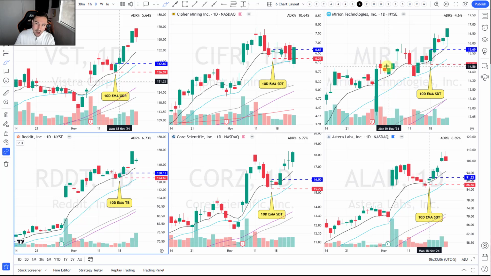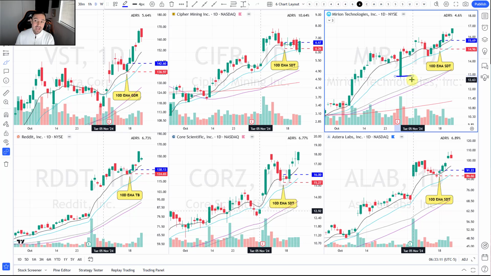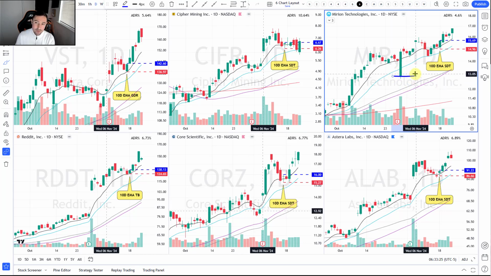Now MIR is a bit different to those ones. If I zoom out here, this is actually a big gap down reversal bar on the earnings reaction. Okay, so the prior close is here, it gaps down here below its 21-day EMA, which is the blue line on my chart, gaps down here, and then look at the strength of the reversal. Imagine how many weak hands that bar there stopped out. Okay, it gaps down here, it's going to trigger a load of stop losses.